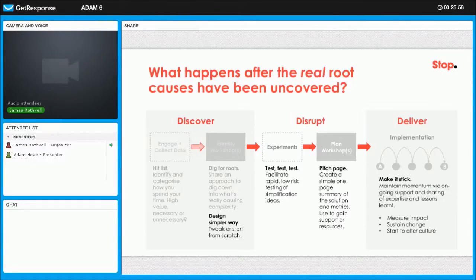The next step is for leaders and managers to design simpler ways of working. So you can see it in the Discover box under the Identify workshop. In this particular product, we've got the step of actually designing the simplicity, and that could either be a tweak, or it could actually be starting again from a zero base. How we will design that will be covered in the subsequent sessions.